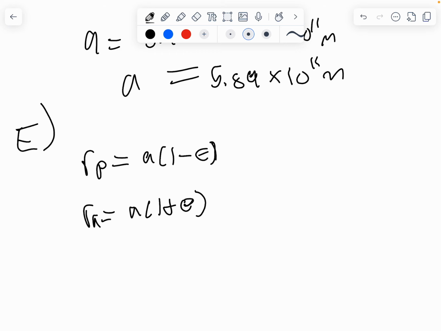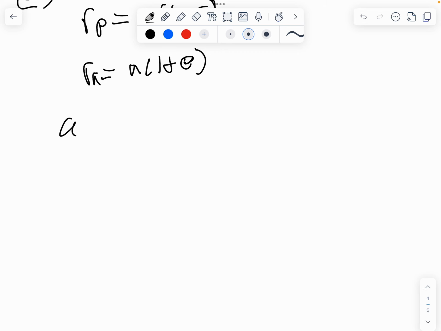So we're given A, which would be the semi-major axis of the asteroid's orbit. So that would be 5.91 times 10 to the 11th power m. And we're given E, 0.250.